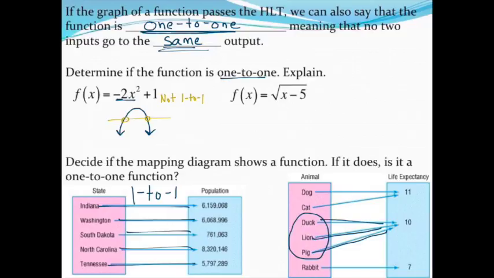Compared to this second graph over here, which again, if you don't recall what a square root graph looks like, you can graph it yourself. But a square root graph is going to look roughly like this, shifted to the right 5. This graph I can see does pass the horizontal line test, because no matter where I draw a horizontal line, it will always only intersect 1 time. So this, yes, is a one-to-one function, because it passes the horizontal line test.